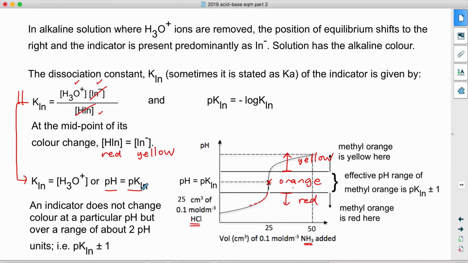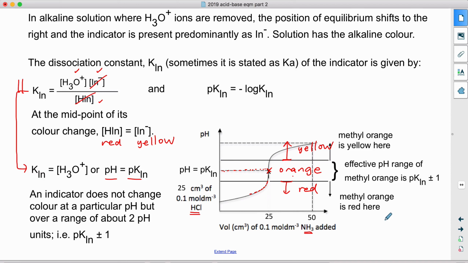So let's go back to the graph. When it's orange, pH equals pKin. So we can find the working range of methyl orange, and this is the formula: pKin plus or minus 1. So we do pKin plus 1 and pKin minus 1. This region is the effective pH range of methyl orange. Okay, let's see how we can apply this in a typical question.